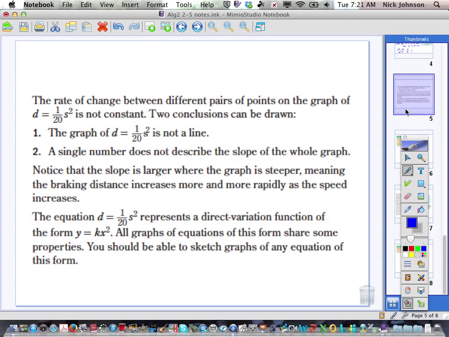The rate of change between different pairs of points on the graph of d equals 1 over 20 s squared is not constant. Two conclusions can be drawn. One, the graph of d equals 1 over 20 s squared is not a line. Yes, we know that. It is a parabola.